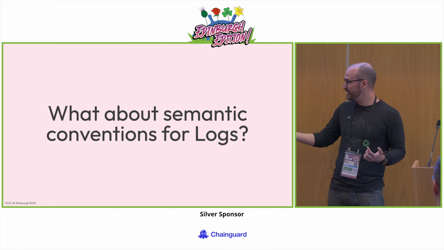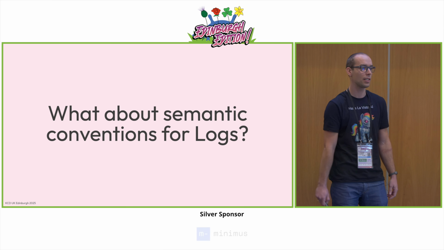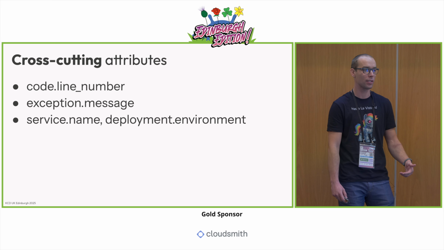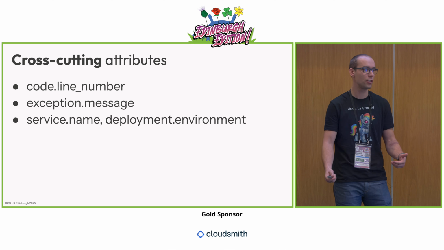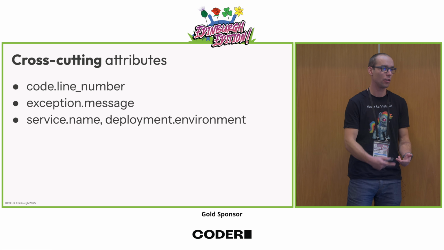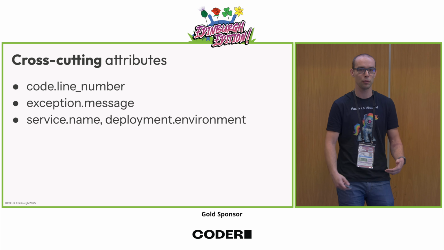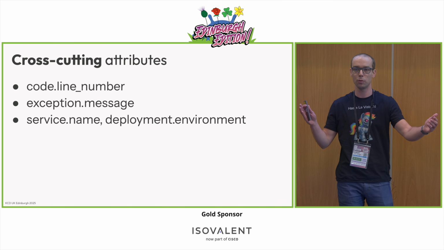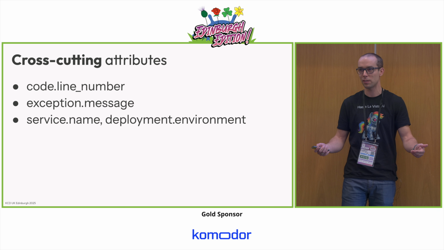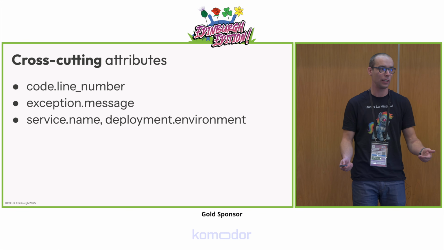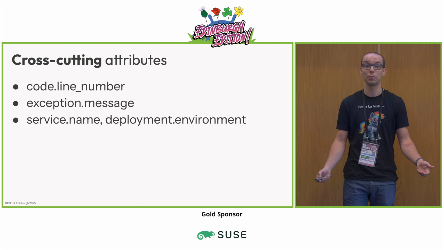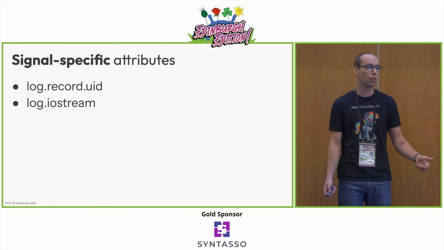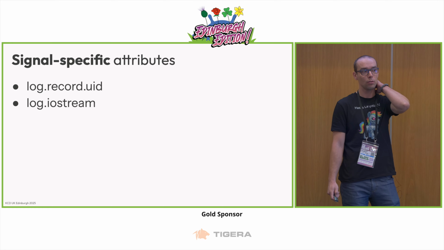What about logs, though? Are there semantic conventions for logs? Yeah, of course. As you mentioned, there are a lot of areas regarding these attribute registries. We have cross-cutting attributes, which are basically for each signal: metrics, traces, and logs. So for instance, if you have a log record, you can have a code line number attribute which tells you which line of code emitted a log. You can have an exception message, so you know what crashed, and you also have the service name and deployment environment, so you know what application crashed and where. You also have signal-specific log attributes, so there are some only related to logs.